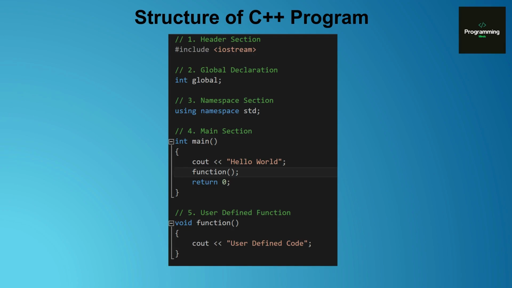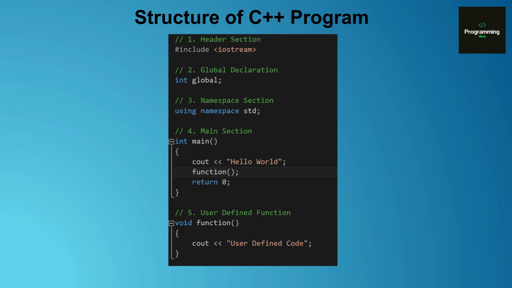A namespace is nothing but a bunch of functions where we store the standard functions. Using namespace std is like calling the standard functions from that particular namespace group, and for that we use the namespace section.